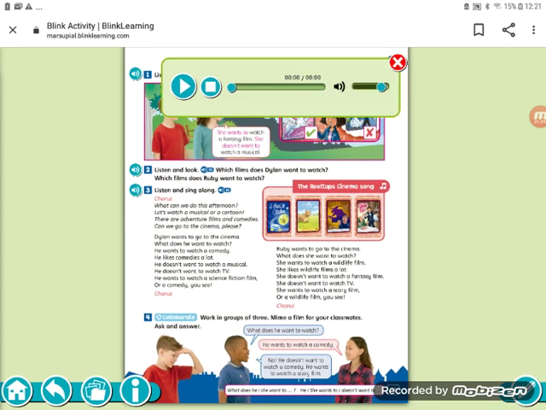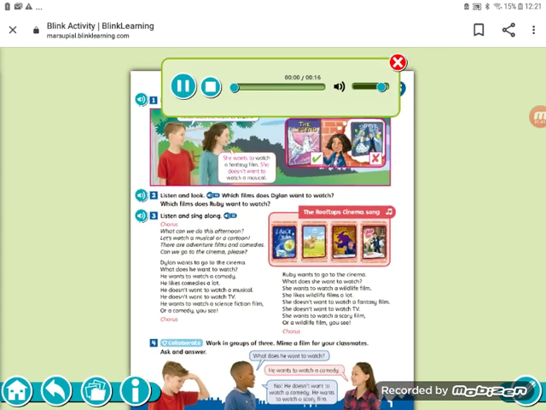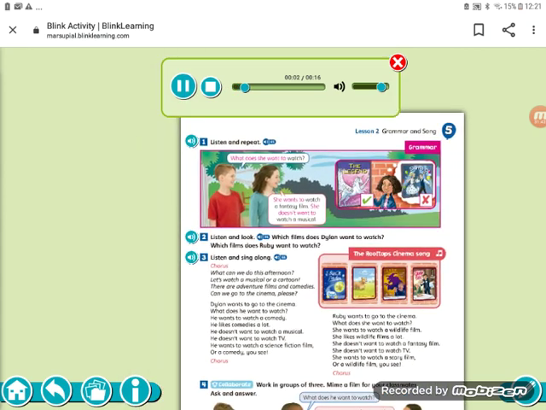Now, listen and repeat. Listening 65. Estamos en el ejercicio Listen and repeat. What does she want to watch? She wants to watch a fantasy film. She doesn't want to watch a musical.